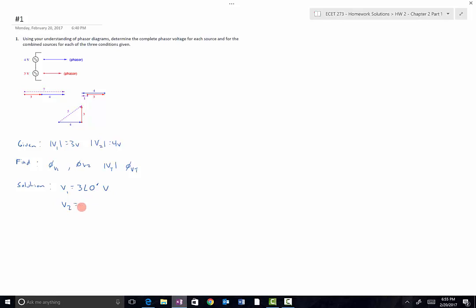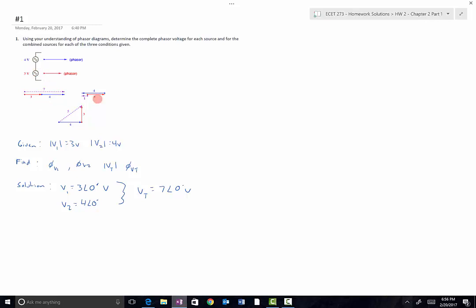V2 is equal to 4 at angle 0 degrees volts, and we'll combine that information to see that the total voltage is 3 angle 0 plus 4 angle 0 is equal to 7 at angle 0 degrees volts. So that's just the phasor voltage of the phasor addition of two in-phase voltage sources.